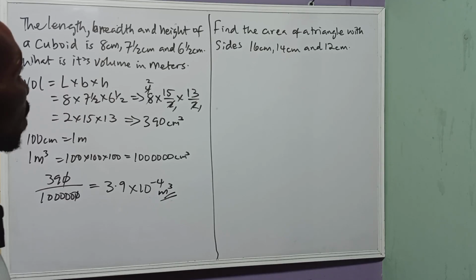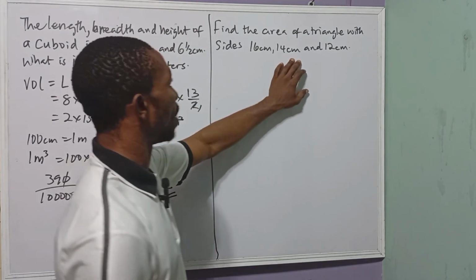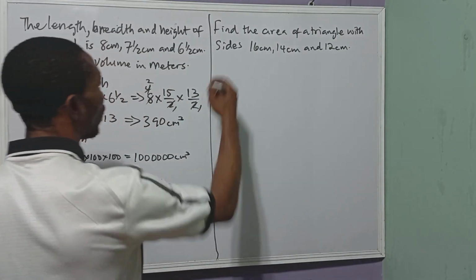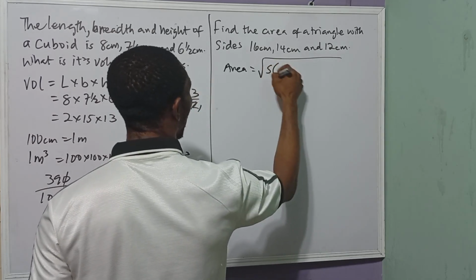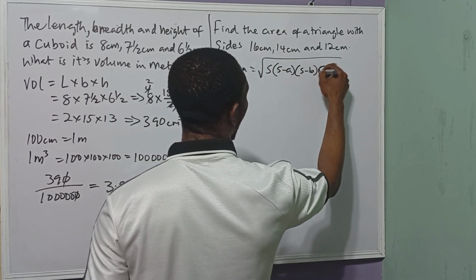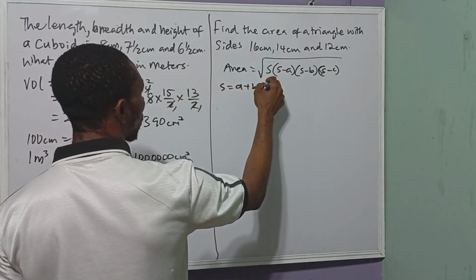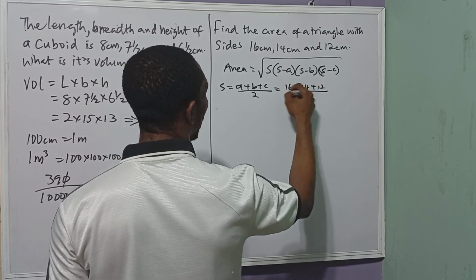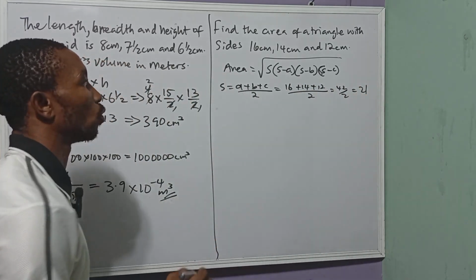Now, the next question says, find the area of a triangle with sides 16 cm, 14 cm, and 12 centimeters. In finding the area here, we'll be using our formula that says area equals root of s bracket s minus a, s minus b, and s minus c, where your s is gotten from a plus b plus c divided by 2, which is 16 plus 14 plus 12 all over 2, which is 42 over 2, which gives us 21. Now the value of our s will be 21.